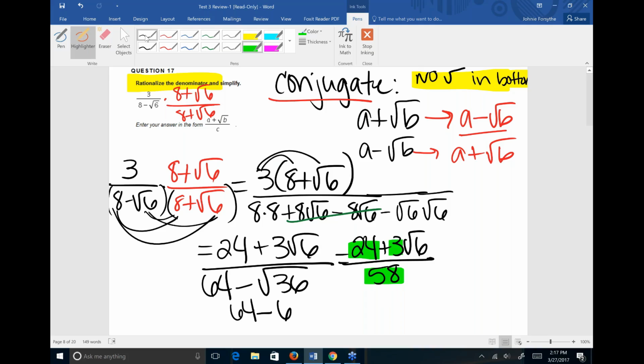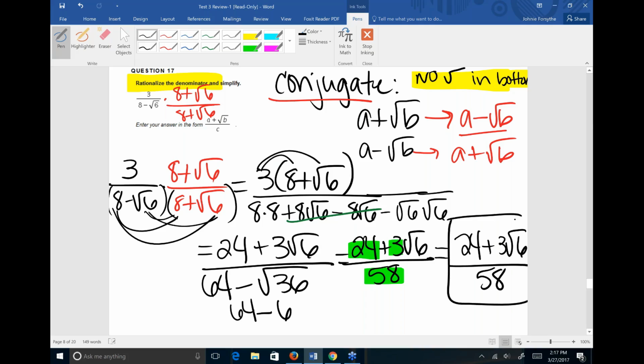So there is no common factor. So the final answer is just going to be what you see here: 24 plus 3 root 6 over 58. That's your final answer. But you always want to check and see.